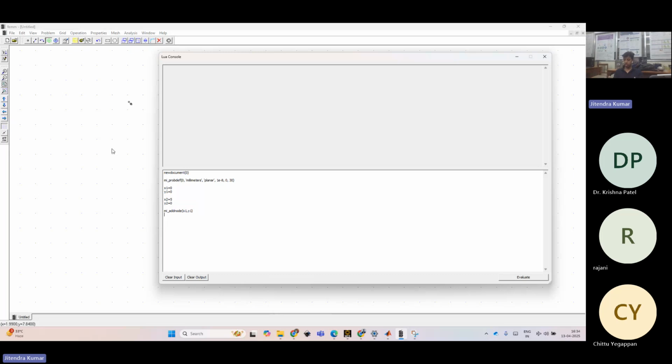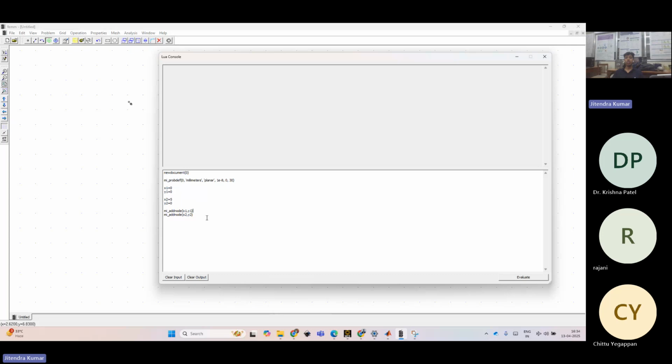Please interrupt me in between wherever you are getting any doubt. Okay. Second node I will create at x2, y2, right? So this much we have created. Now, what is left? We have defined the two points. We have created two nodes, right? To make a line, what is left?